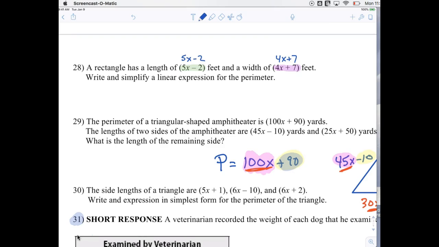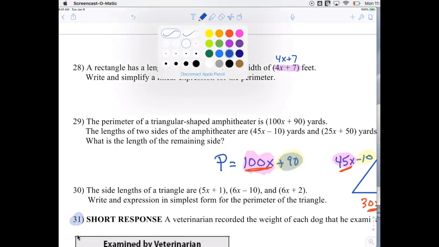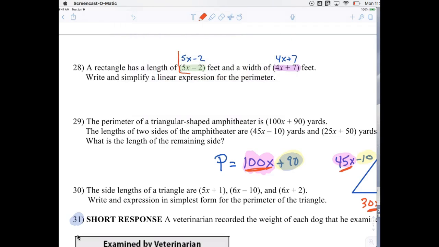Hey, are you with me today? No. All right, now we're adding the x's together, guys. When I add the x's together, how many x's are here?